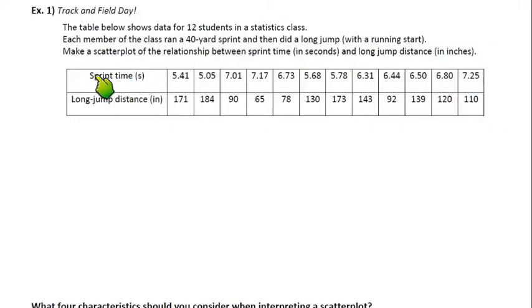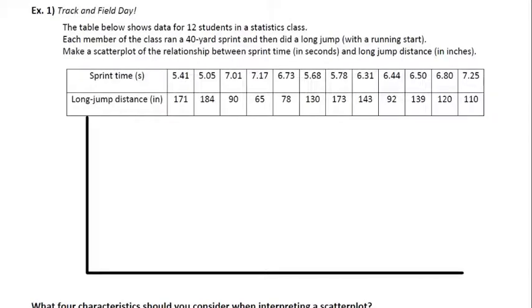So sprint time will go on our x-axis. Long jump distance will go on our y-axis. Let's get our axes down here. Now, when we think about how we want to scale these things, we're not going to start at 0, 0. Think about the lowest and highest sprint times and the lowest and highest long jump distances. So what is that? Lowest 5.05, highest 7.25 for the sprint. And then 184 and 65, those are the max and min values for the long jump distance.